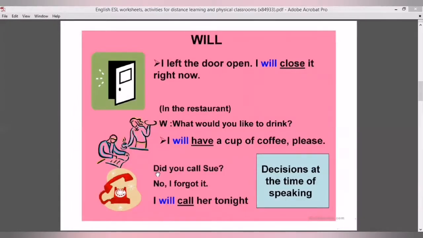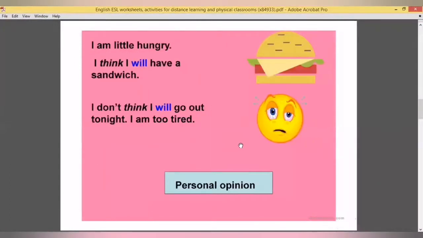Like here, did you call Sue? No, I forgot it. I will call her tonight. You have just made this decision at this moment. Is it clear or what? Do you have trouble in differentiating between the two? Clear, everyone? Okay.